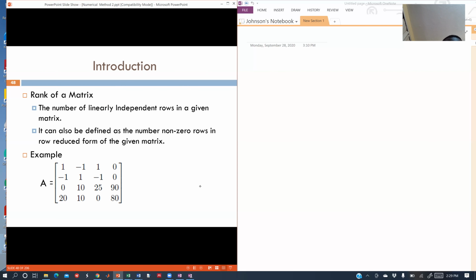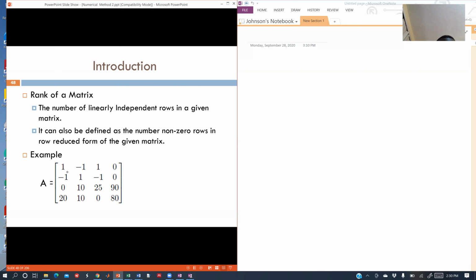So looking at the example we have on your screen, the first 2 rows of this particular example are dependent on each other. Because if I multiply row 1 by negative 1, I'll get row 2. And row 2 by negative 1 gives me row 1. So it means row 1 and row 2 are linearly dependent.